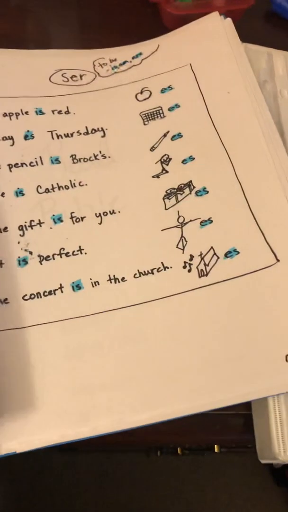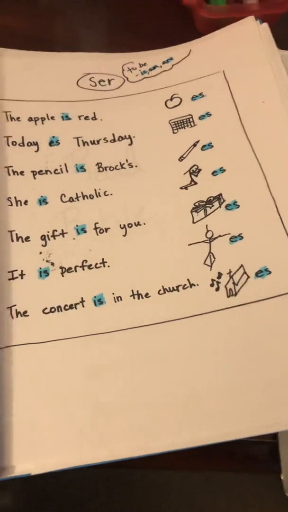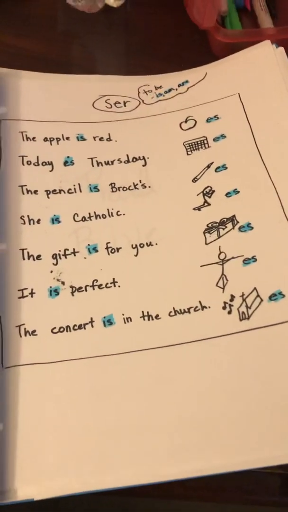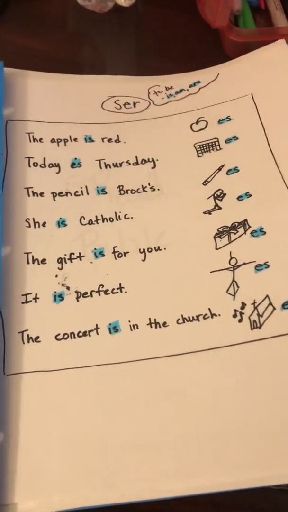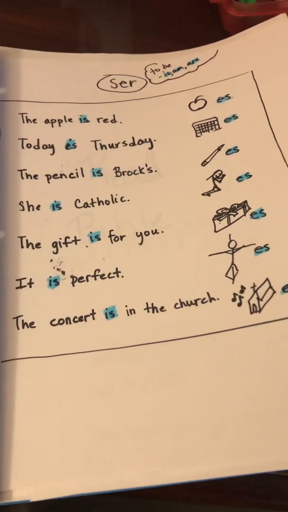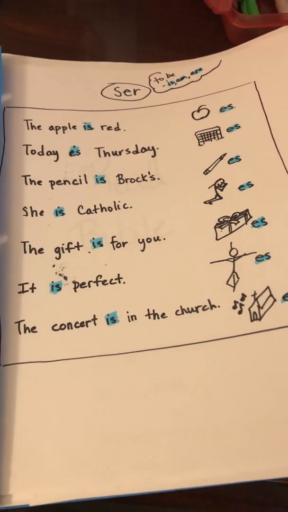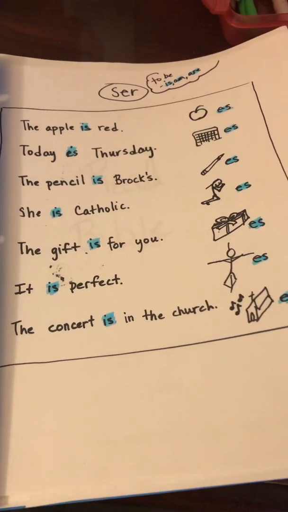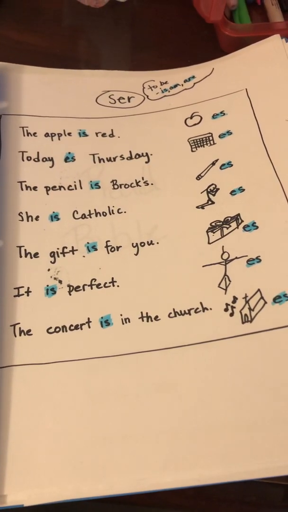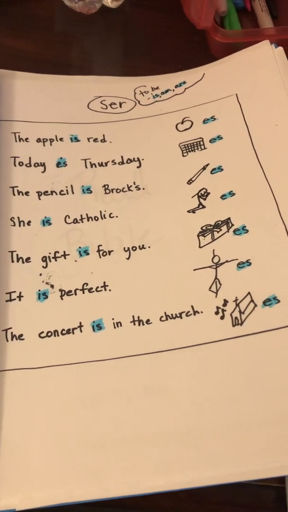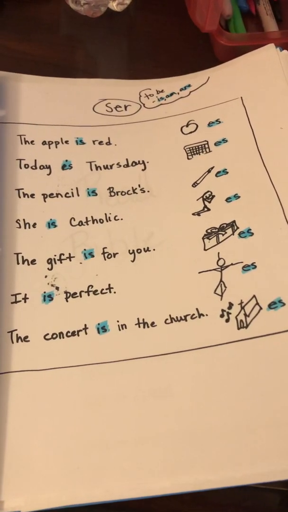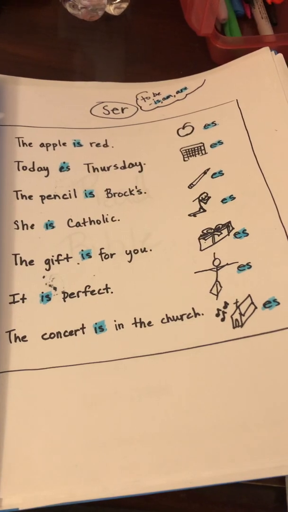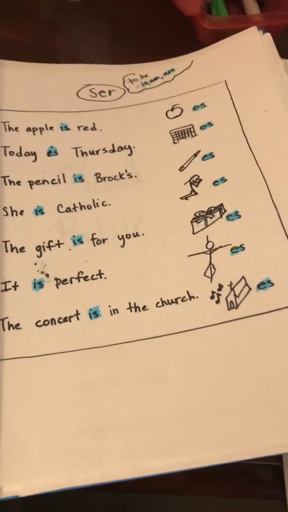So things that aren't temporary are going to use the verb ser, and that's where you get your es from. So if you're talking about something's color, what day of the week it is, something that belongs to someone, someone's religion, if you're saying a gift is for someone, or an idea like it is perfect, or where an event is going to take place, then you would use the word es.